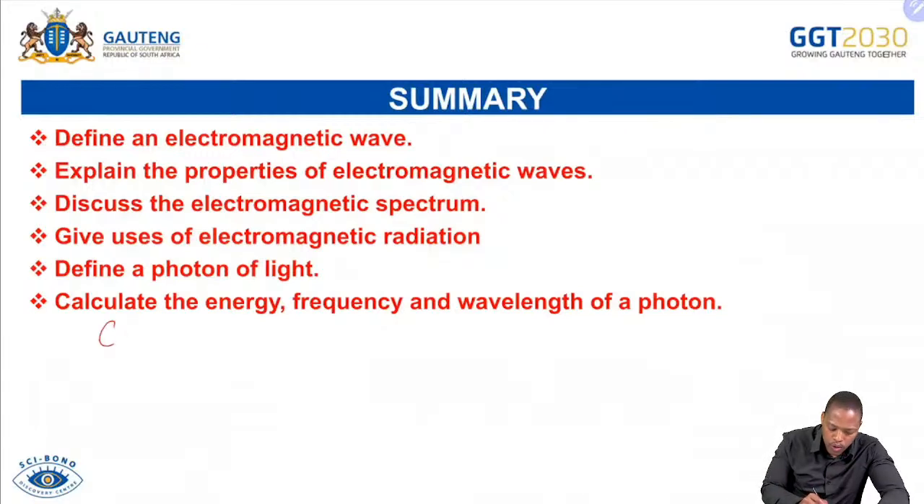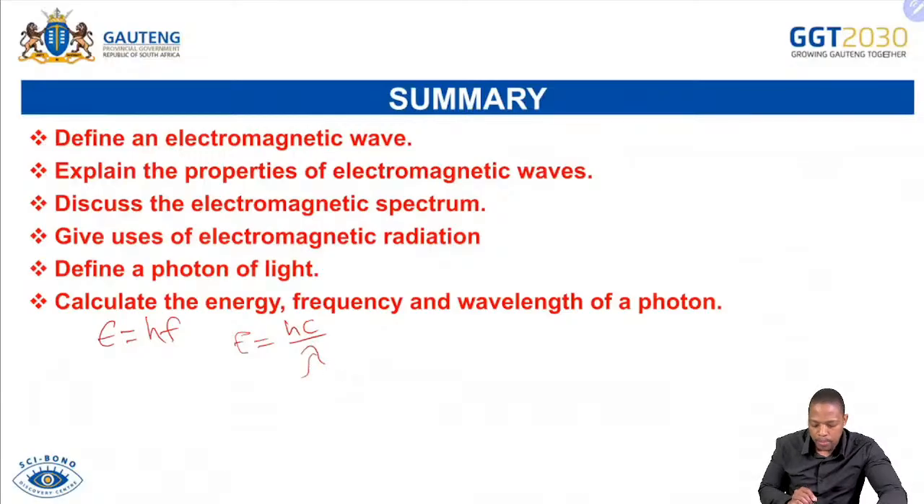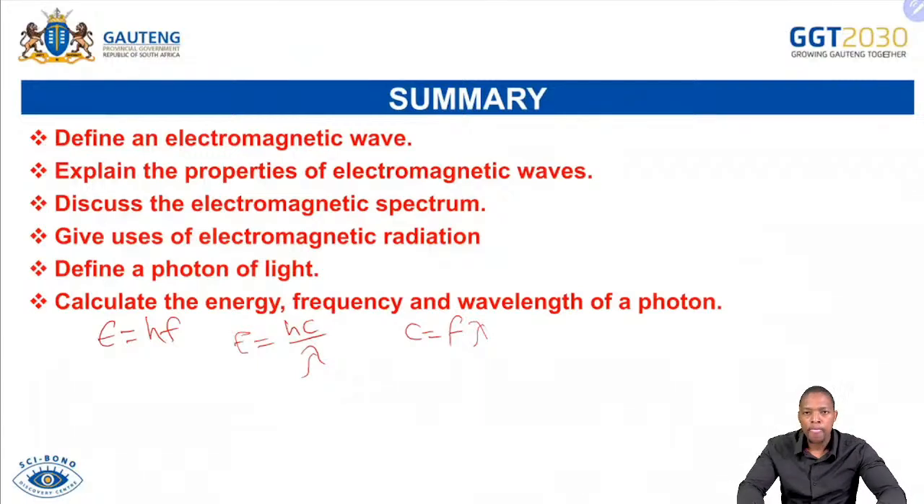And remember, when you're calculating, you're using a formula E is equals to HF. But again, there's another formula of E is equals to HC over lambda. In which case, that is when you are given only the wavelength in your question. If you're only given the wavelength, the best formula to use is this one. However, you can also go through this formula, C is equals to F lambda. Okay, right.